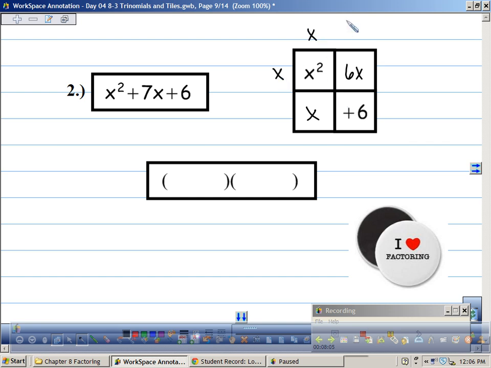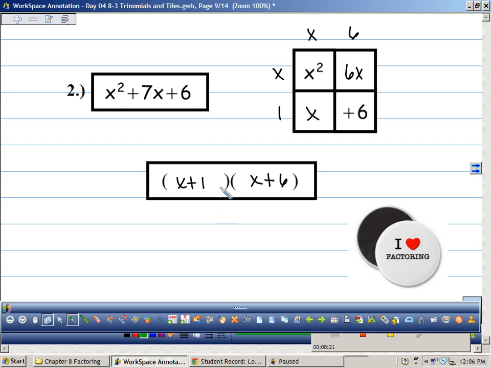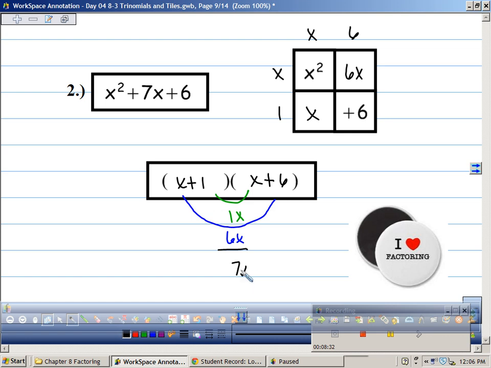You guys are catching on very quickly. X times what makes 6x? 6. And what times x makes x? 1. X plus 1, x plus 6. I'm going to do my little rainbow method down here. That's 1x. That's 6x. That totals 7x. This is how I always double check, and that's exactly what I have up there, 7x.